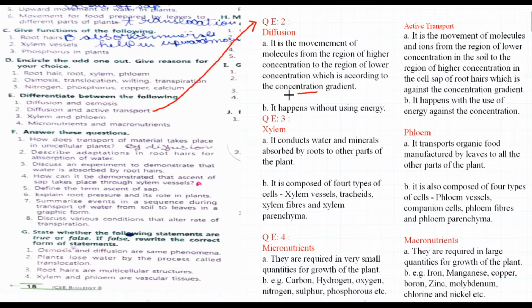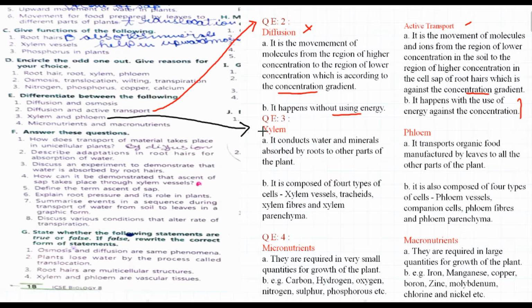Diffusion is according to the concentration gradient, but active transport is against the concentration gradient. And the second main difference is that diffusion happens without using energy, whereas active transport happens with the use of energy. So this movement against the concentration gradient requires use of energy, which is used in active transport and not used in diffusion, right?